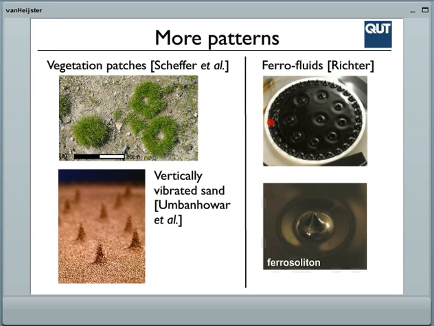A little bit more pattern information, which is already more in the direction of what I'm doing. Here on the top left, you see vegetation patches. This is vegetation which you see on the border between the desert and where there's a lot of vegetation. So these patches are about 20 centimeters in size. And you see spots and these what I call wings. They indicate when a vegetated piece of ground becomes a desert.